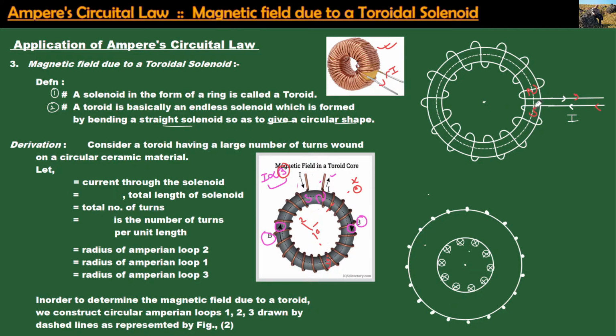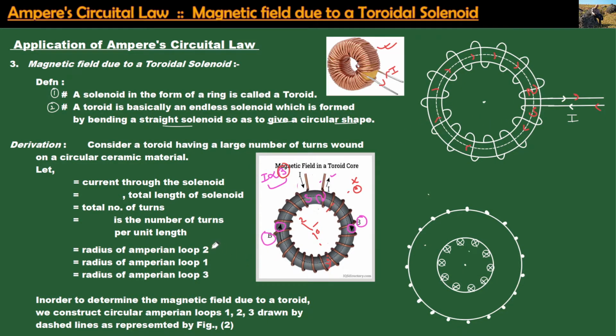So the magnetic field inside the solenoid will be in this direction. That will be the direction of the magnetic field inside the toroid, indicated by that direction. So it is always from south to north.